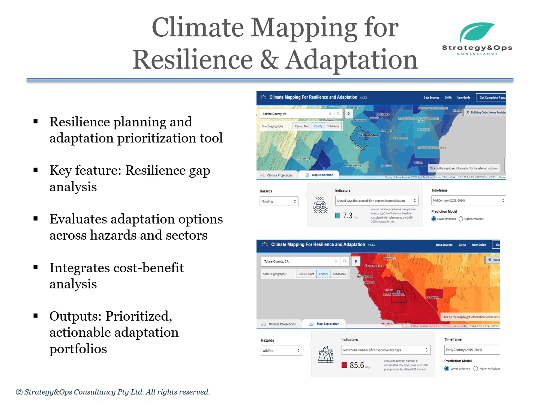These graphics show how CMRA visualizes local climate hazards, such as extreme precipitation and prolonged dry days, so users can quickly assess future risk and identify priority areas for adaptation planning.